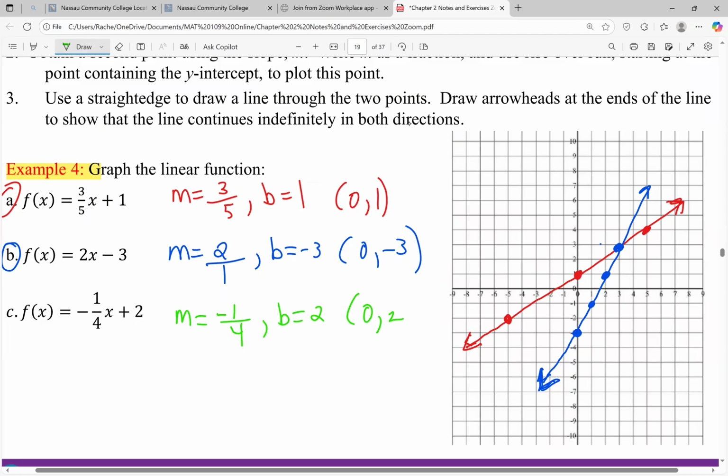So that's the point (0, 2). So I'm going to start with the point (0, 2) on the y-axis. And my slope is negative now, so my line's going to be decreasing from left to right. So we're going to move down 1 and then to the right 4. 1, 2, 3, 4. Down 1, to the right 4.